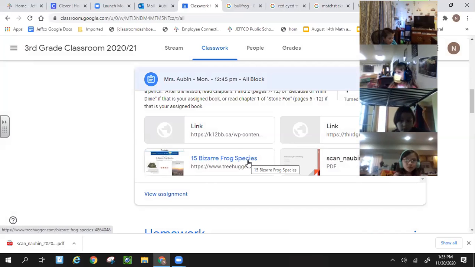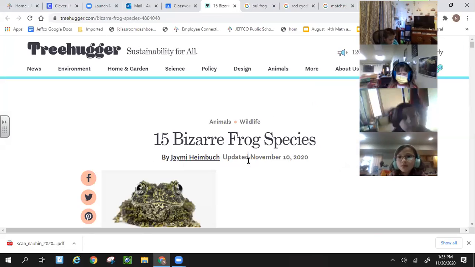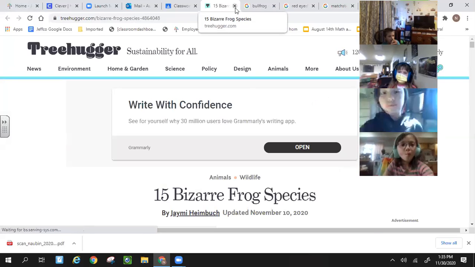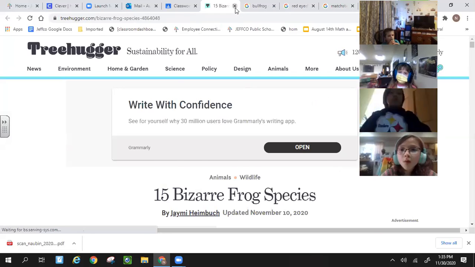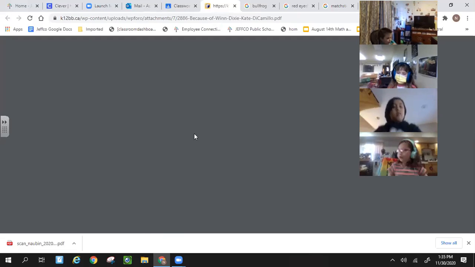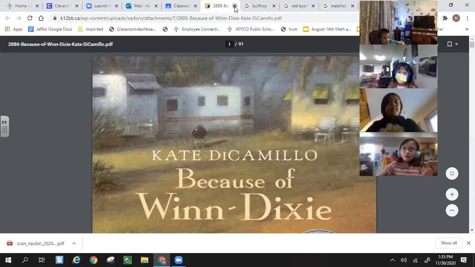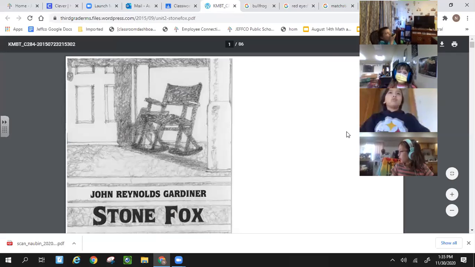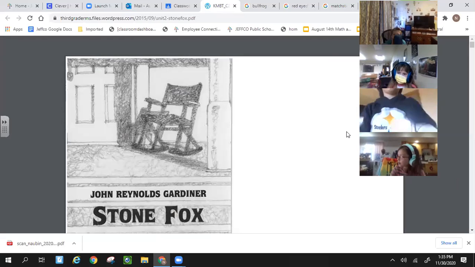And then you will get your link. Here's the bizarre frog species, so you get some ideas of what frog you want to describe in your poem. And when you're done with that, we are starting book clubs. So you know you're either in Because of Winn-Dixie or you are in Stone Fox. You're just going to read 1 chapter for Stone Fox. Winn-Dixie, you're reading 2 chapters.